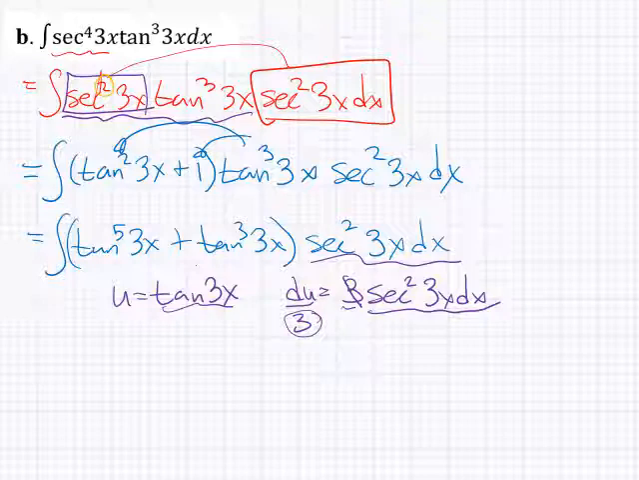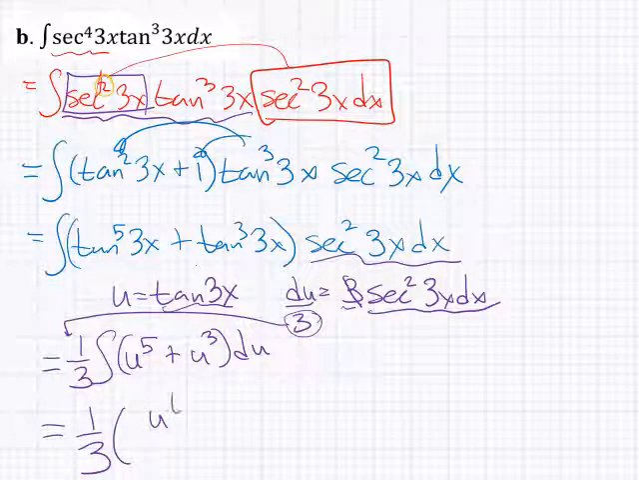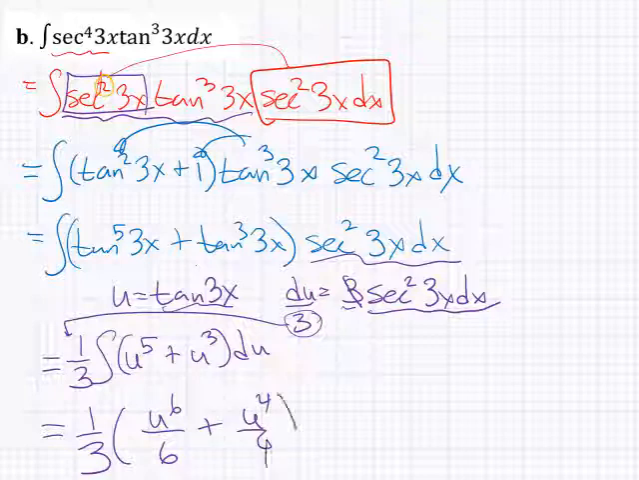So this extra 1/3 is what results from the 3x. So what do we end up with here? We end up with 1/3. That's from the du of u to the fifth plus u to the third du. So once you have that, then it's not that much. So 1/3, we end up with u to the sixth over 6 plus u to the fourth over 4 plus c.